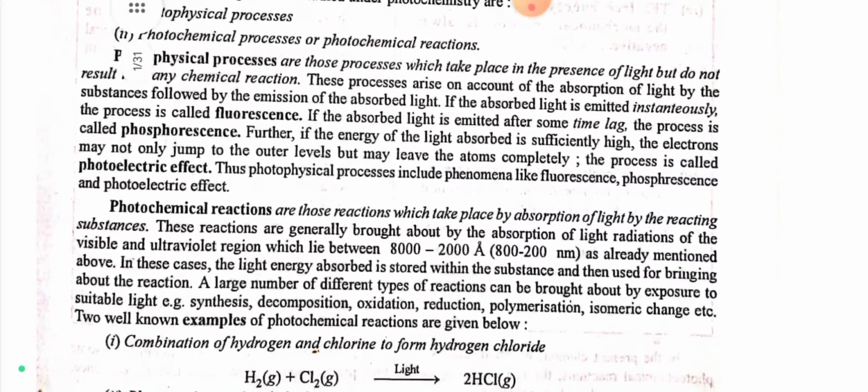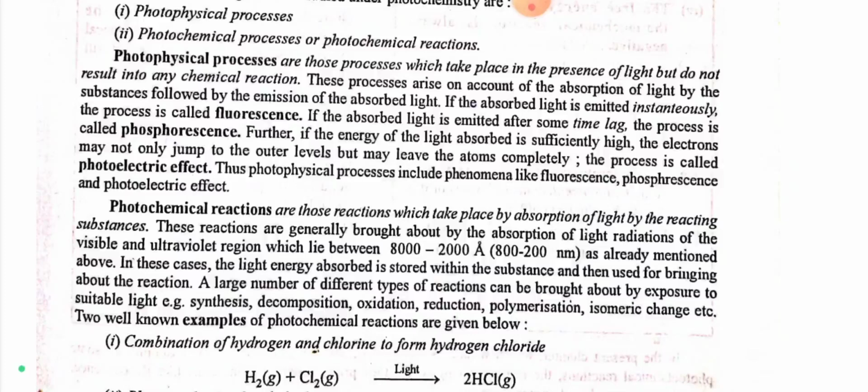Photochemical reactions are those reactions which take place by absorption of light by the reacting substances. These reactions are generally brought about by the absorption of light radiations of the visible and ultraviolet region, which lie between 8000 to 2000 Angstrom, as already mentioned above. In these cases, the light energy absorbed is stored within the substance and then used for bringing about the reaction.